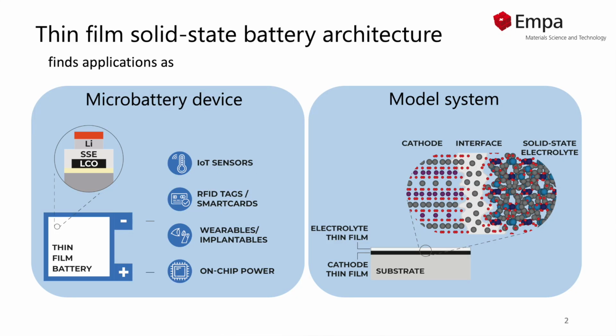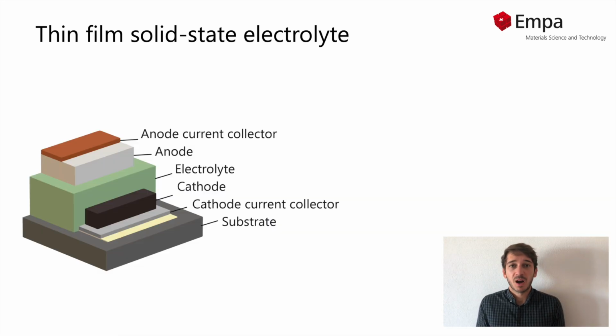Thin film solid-state batteries offer almost ideal planar interfaces which can be easily accessed through a wide range of characterization techniques. This makes it a very interesting system to investigate, for example, the solid electrolyte electrode interfaces. A thin film battery is typically fabricated onto a substrate and consists of current collectors both for the anode and the cathode, an anode and a cathode, and a solid-state electrolyte. All of these components are fabricated in the form of thin films with a thickness in the range of micrometers or below.